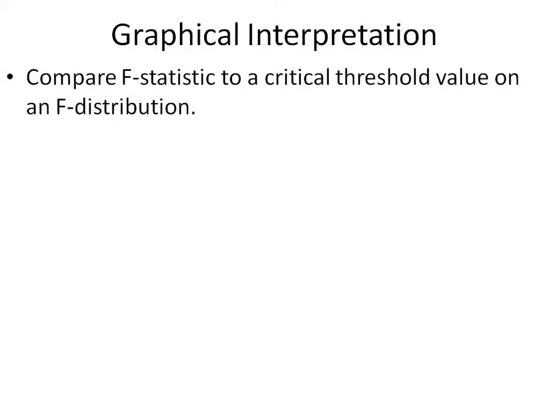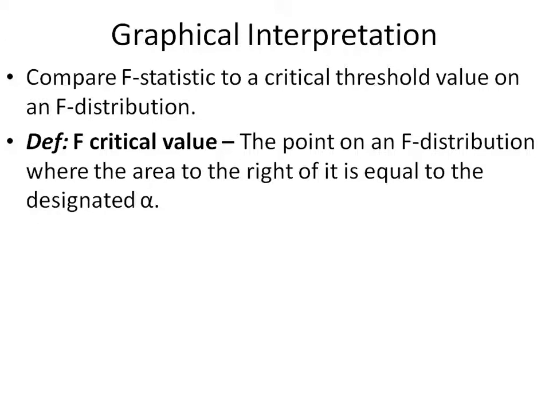So let's look at a graphical interpretation and try to compare our F statistic to a critical threshold value on an F distribution. We're going to define our F critical value as the point on an F distribution where the area to the right of it is equal to the designated alpha of 0.05. So it's the same as a t critical value.